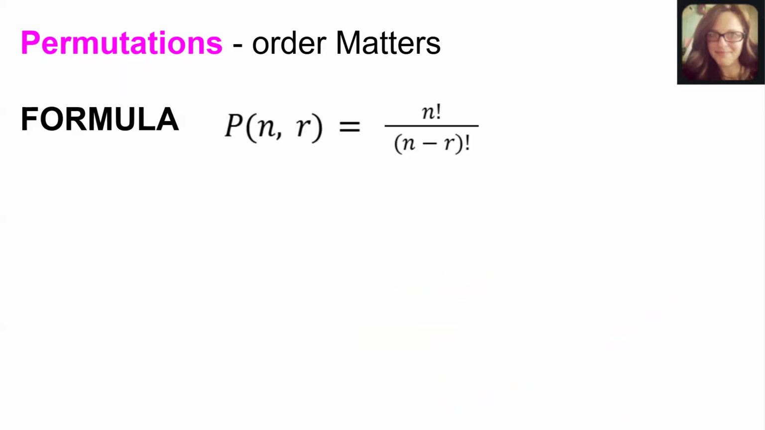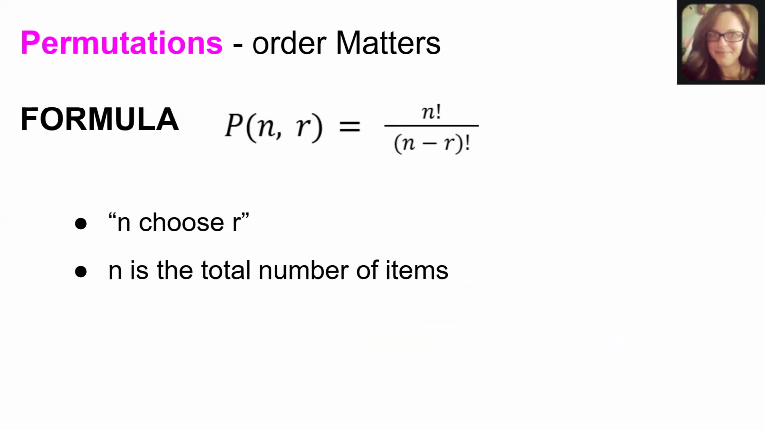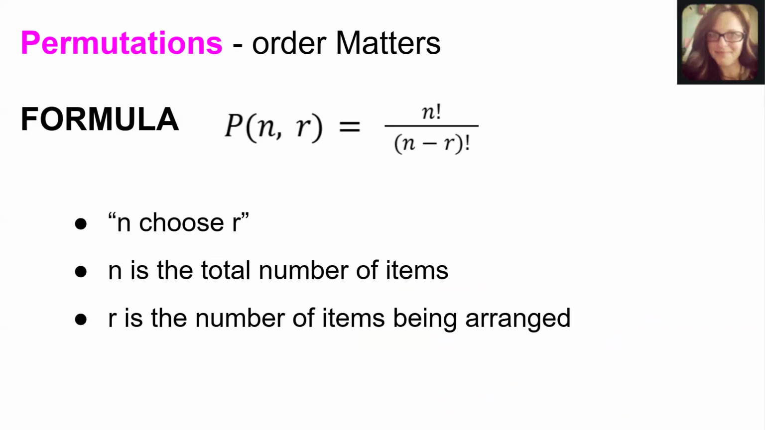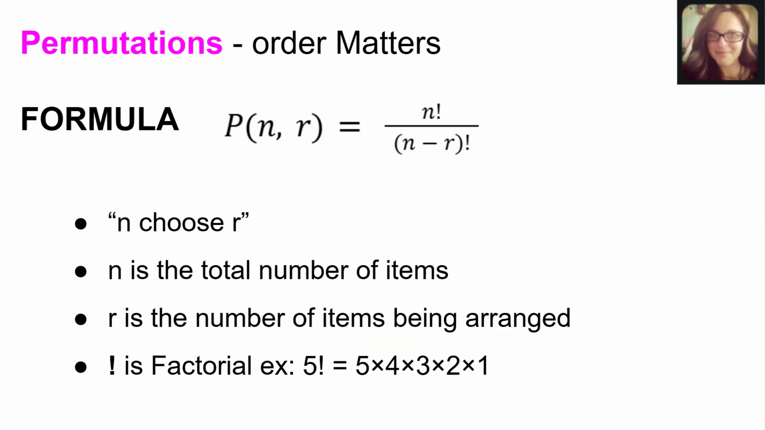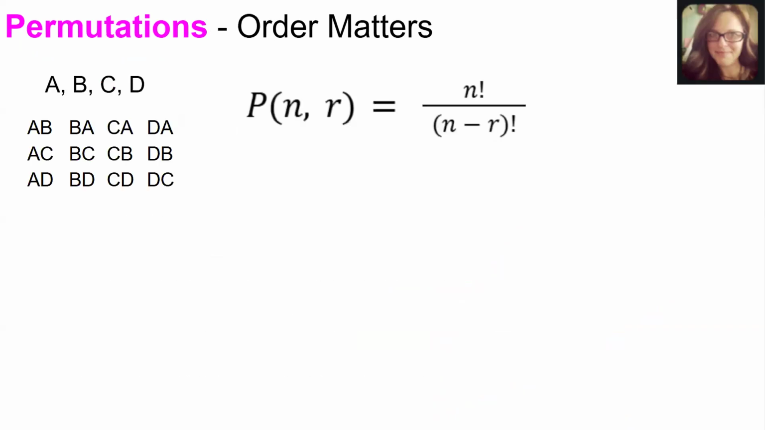Permutations formula. We have n choose r. N is the total number of items, and r is the number that we're choosing at the time. Factorial is what we just saw. So permutations: n factorial divided by n minus r factorial.